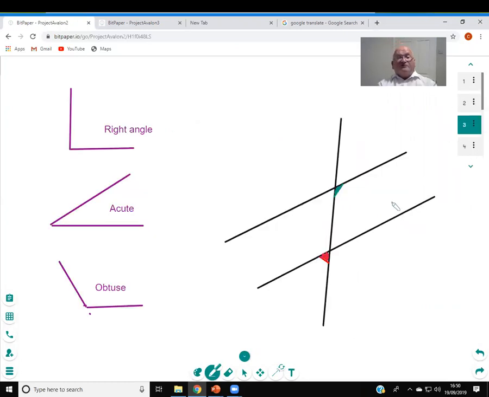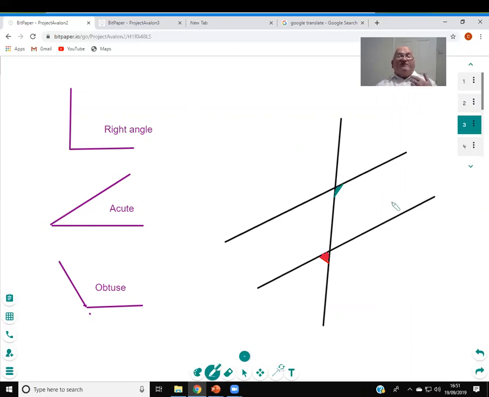So here are the different sorts of angles: a right angle, an acute angle, and an obtuse angle. Now, right angles you can see all around you: corner of your house, corner of your window, corner of your table. 90 degrees. An acute angle is any angle which is less than the right angle, and an obtuse angle is an angle which stretches out a bit further than the right angle, greater than 90 degrees.